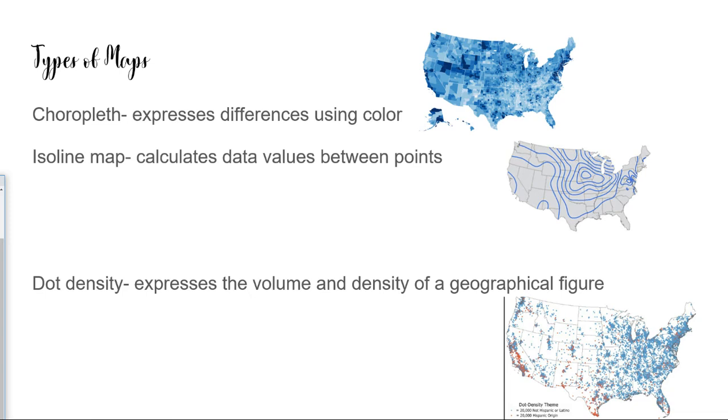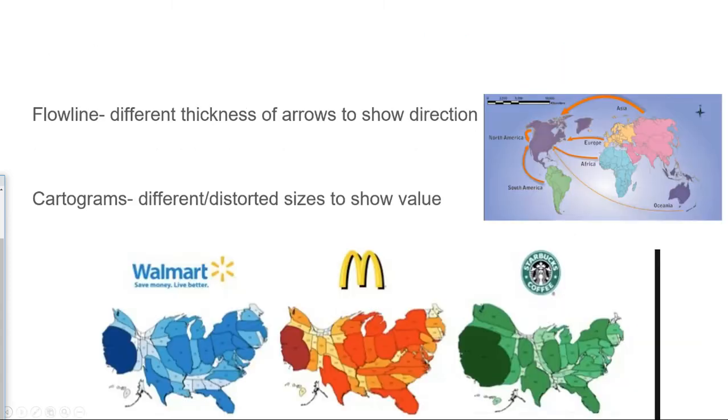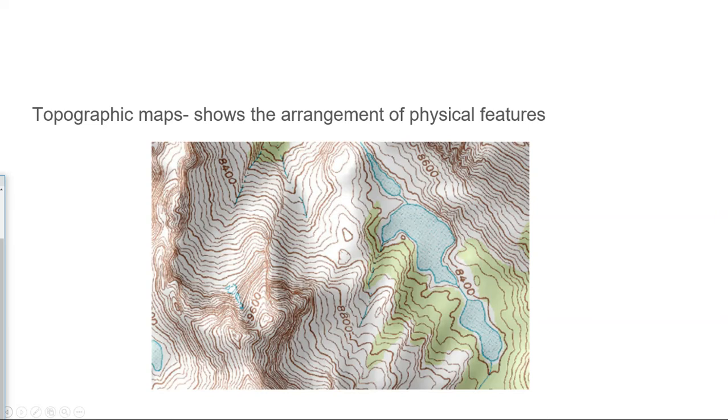These are the types of maps. A choropleth expresses difference using color. Isoline calculates data values between points. Dot density maps express the value and density of a geographical figure. Flow line shows different thickness of arrows to show direction, such as this immigration map. And then cartograms use different, distorted sizes of shapes to show value. Then there's also topographic maps, which show the arrangement of physical features such as bodies of water and elevation.